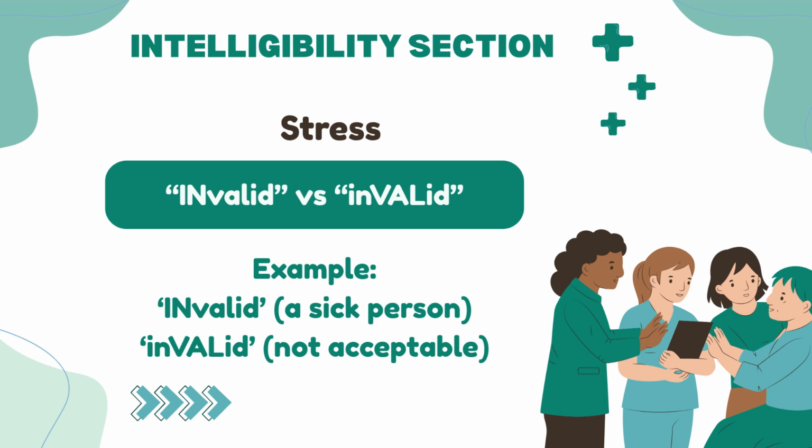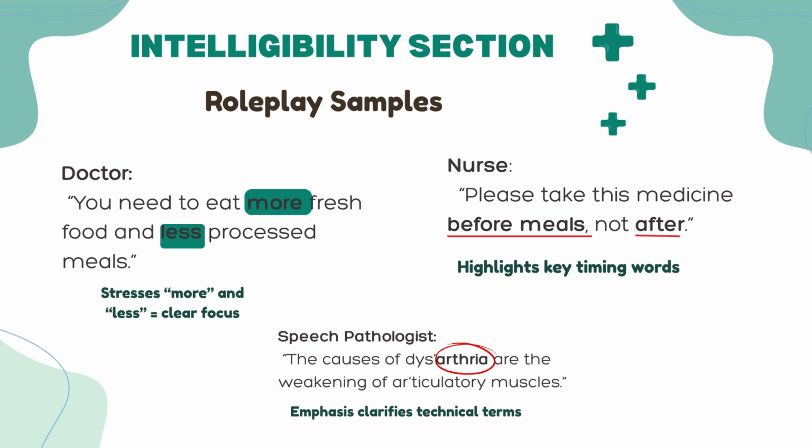Stress means emphasizing key syllables or words so the listener knows what's important. Misplaced stress can change meaning. Example: invalid, a sick person. Invalid, not acceptable. Here's some role play samples.